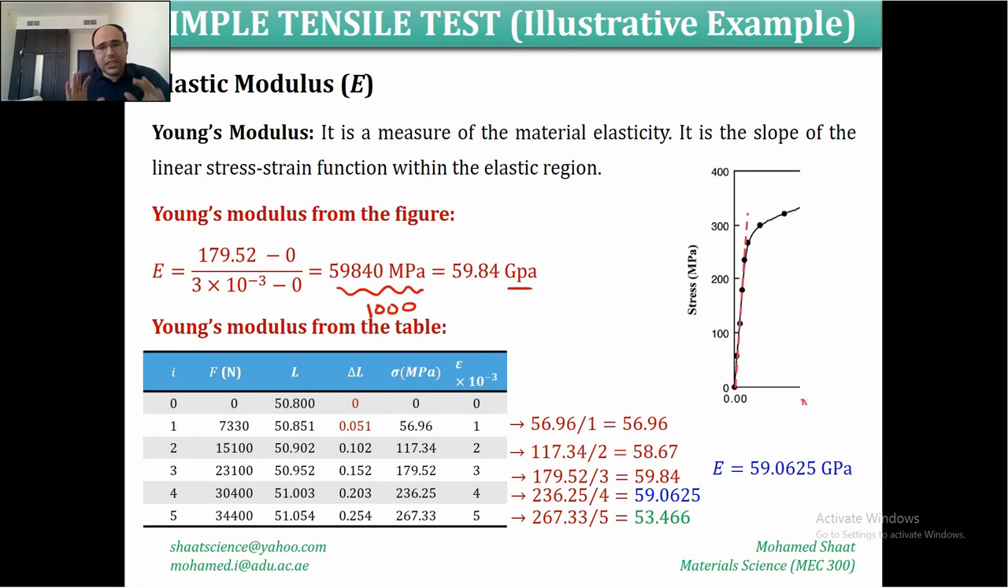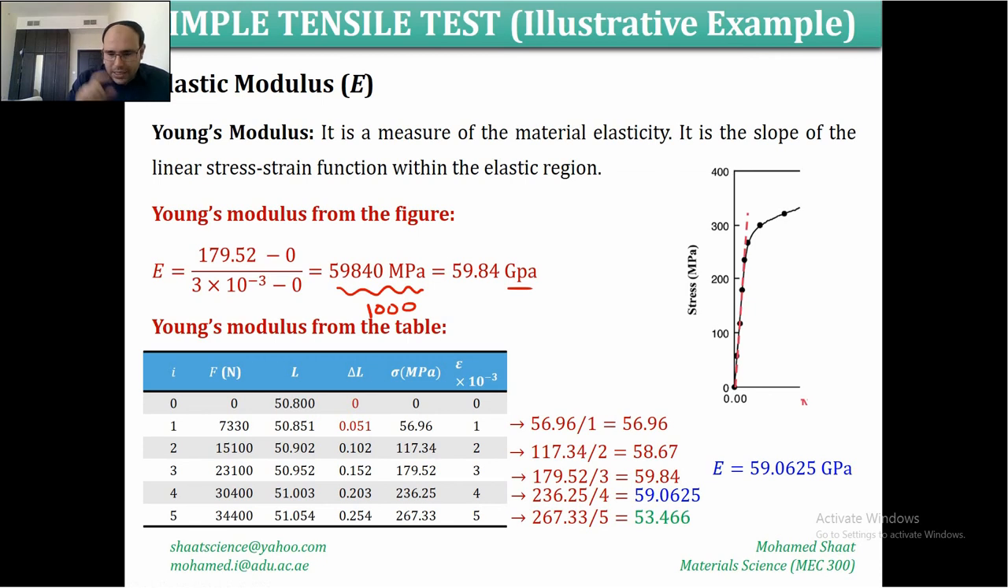Make sense? This is simply how we can derive it from the figure. But the question is, can we derive the elastic modulus from the table without drawing or generating the figure? Yes, we can. From this data, we can find an approximate value of the elastic modulus, like what we have done here for the calculation based on the figure. How can we do so?